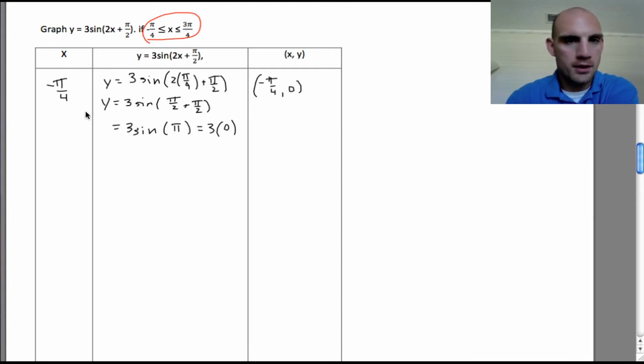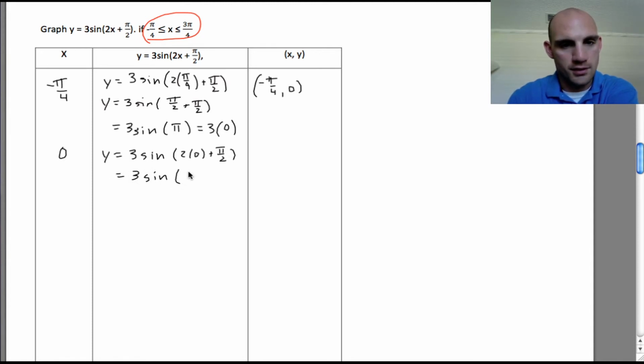Now, it looks like we're going to be going up in increments of pi over 4, so let's go to 0. So y equals 3 sine of 2 times 0 plus pi over 2. So this is going to be 3 sine of 0 plus pi over 2, so pi over 2. And when I do the sine of pi over 2, I get 3 times 1, which is 3. So my next point is 0, comma 3. We continue on, moving in increments of pi over 4, not 2, 4.